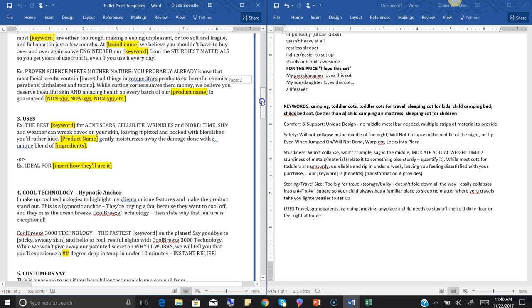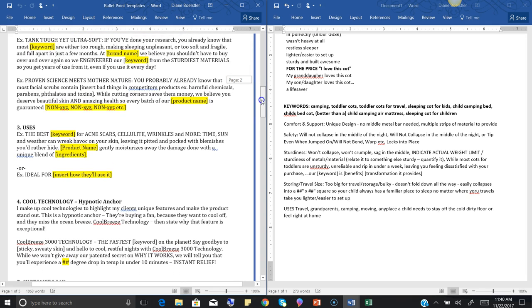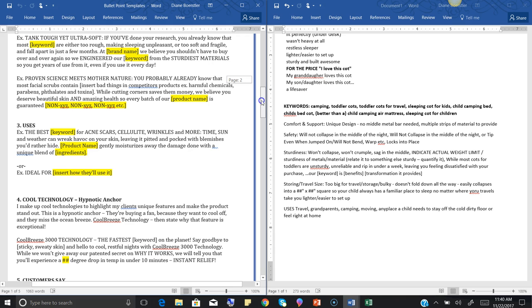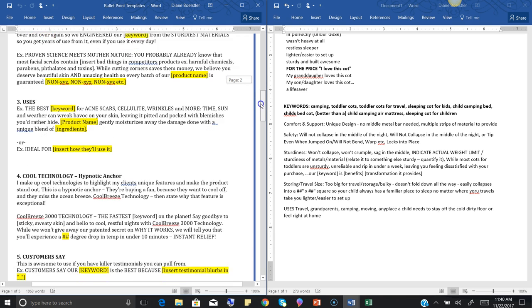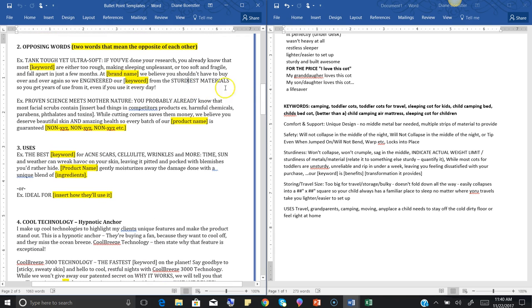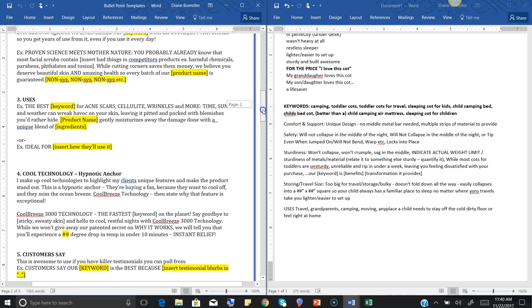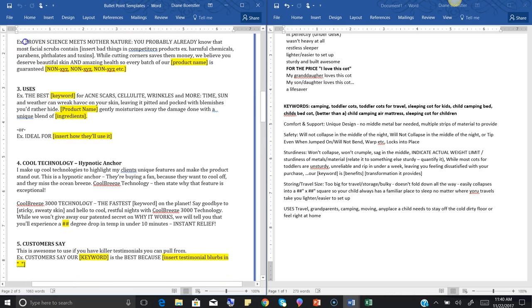The other thing you can do as a first bullet point is go through, let's see. I probably wouldn't use that one for the first one. This is a good one for a first one. So you can say, proven science meets Mother Nature. In this particular case, you'd say something like, public support meets ultimate travel durability or something like that, right? And you always want to have something up front here.